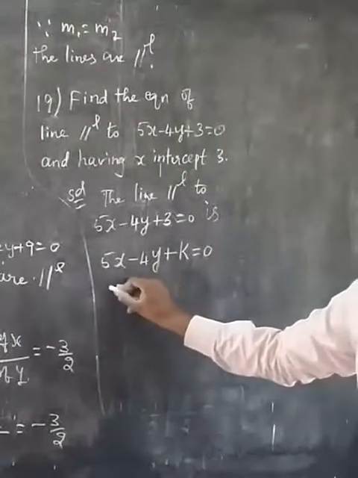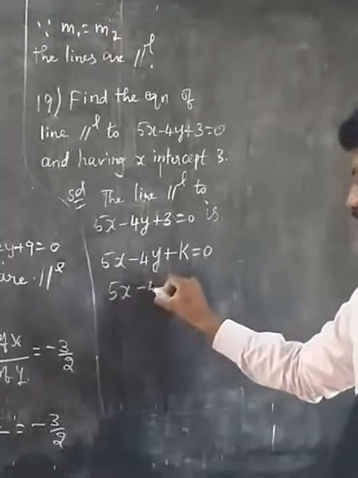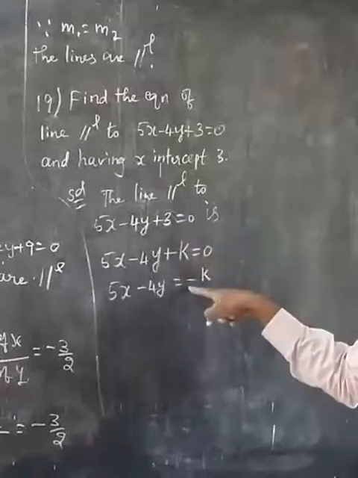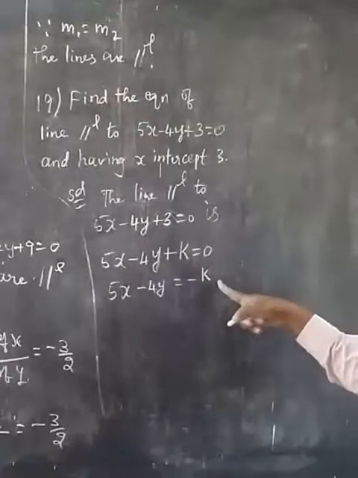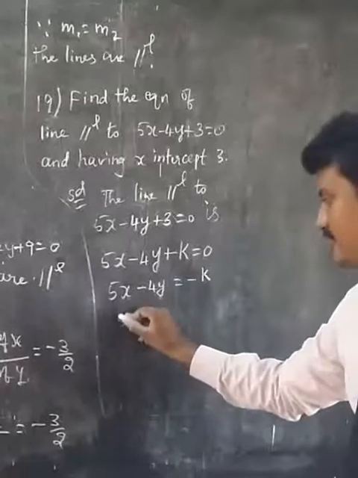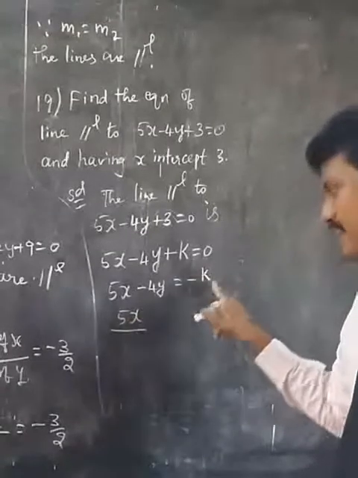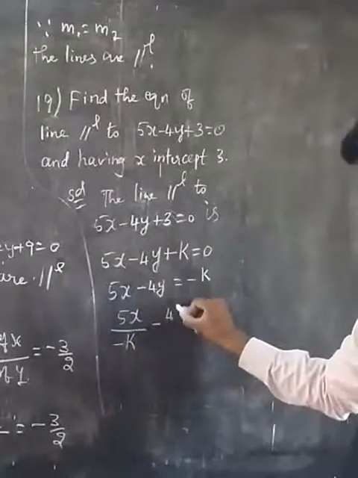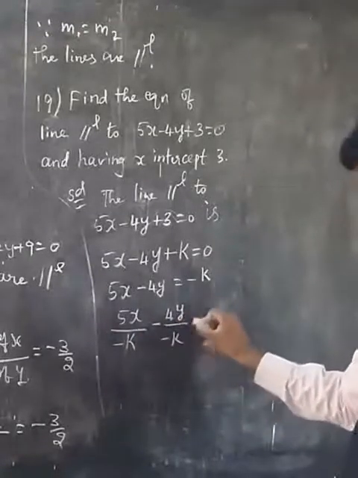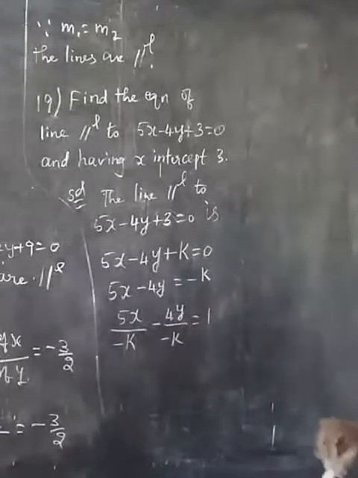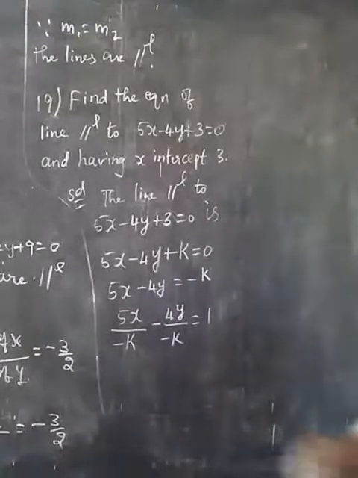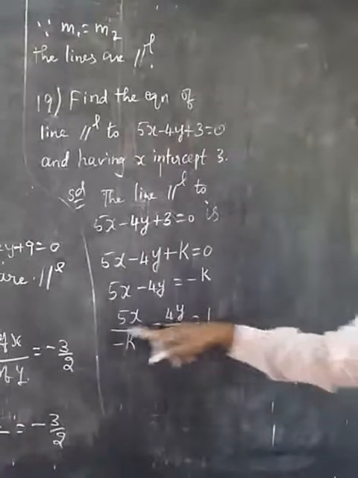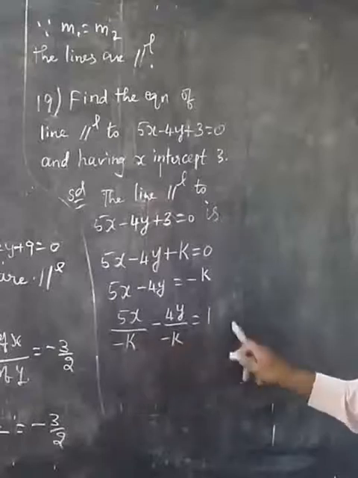How to convert? Just listen. 5x minus 4y: I am going to bring this constant term to the other side, writing it as minus k, and after that I am going to divide every term by minus k. So I divide 5x by minus k, minus 4y by minus k, and here minus k becomes 1. 5x by minus k minus 4y by minus k equal to 1. What we are doing is dividing all the terms by minus k.